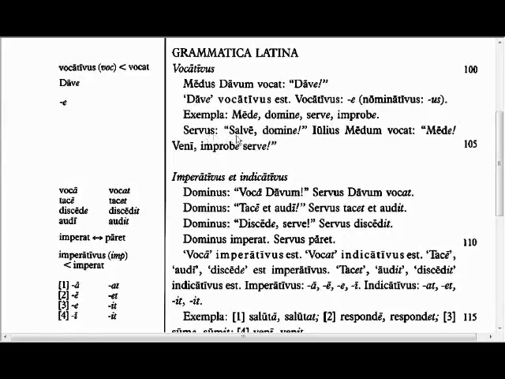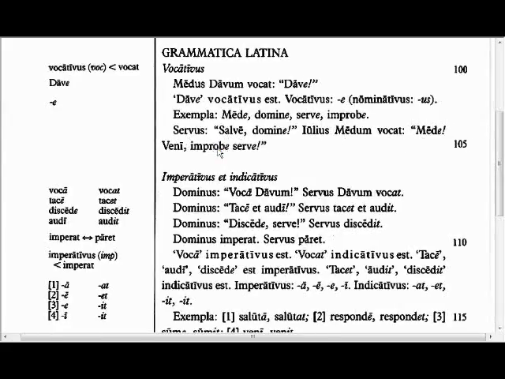Servus. Salve domine, hello master. Julius calls Medus. Mede, veni, improbe serve. Medus, come here, dishonest or bad slave. So here we see the imperative, veni, from venit, and improbe serve from improbus servus.